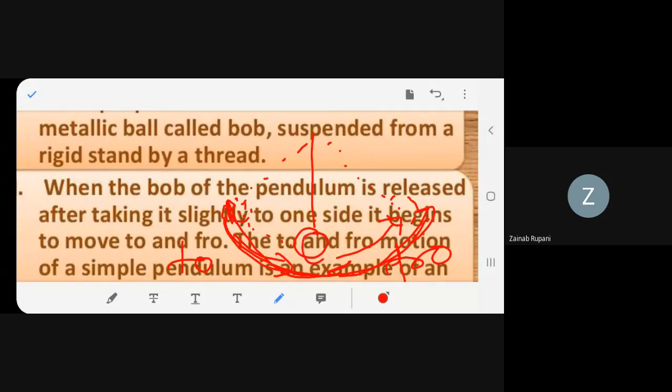And this one is the mean position, the center one. This is the mean position. You got my point? So it will come here and then it will go back. So it will come to the mean position and then go back to the other side, right? So this movement is called to and fro movement.